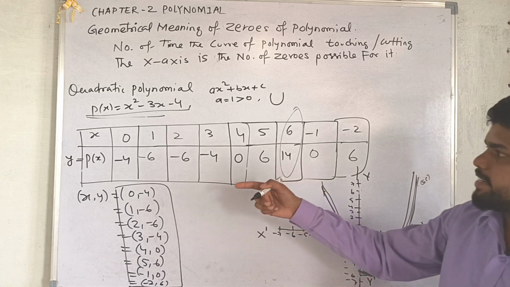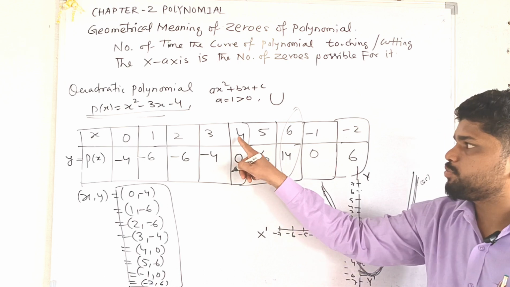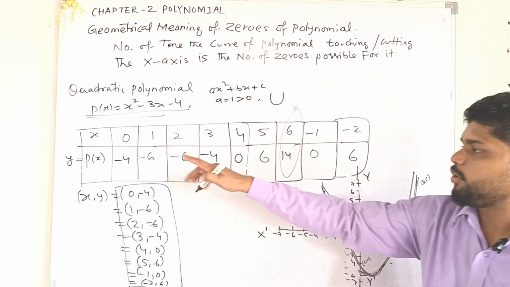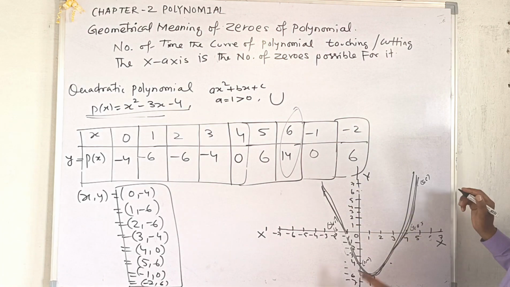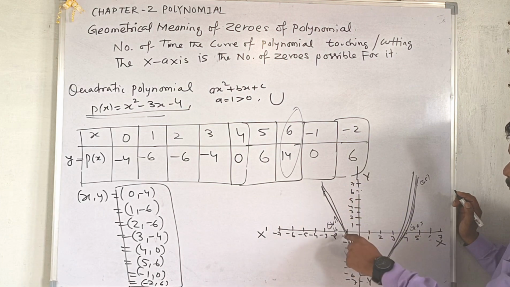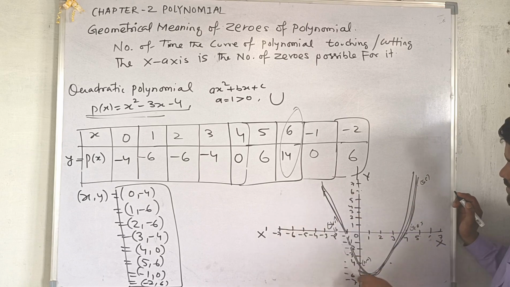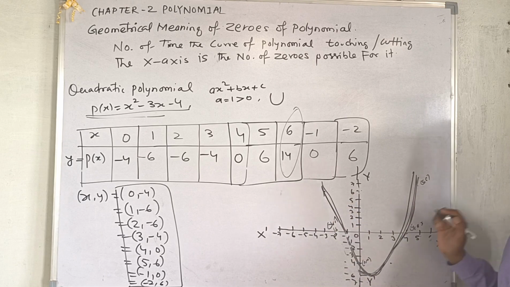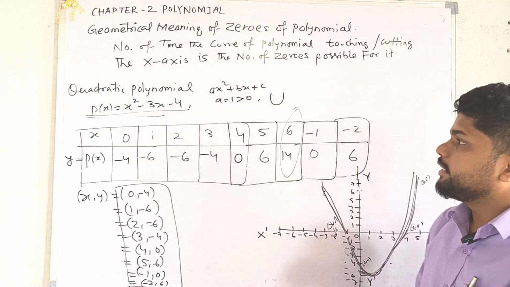for the value of x, that is 4, we are getting 0, and for the value of x, that is minus 1, we are getting 0. So anyhow this curve will touch minus 1, 0 and 4, 0. So this is the curve line for this polynomial. So I hope you have understood the things.